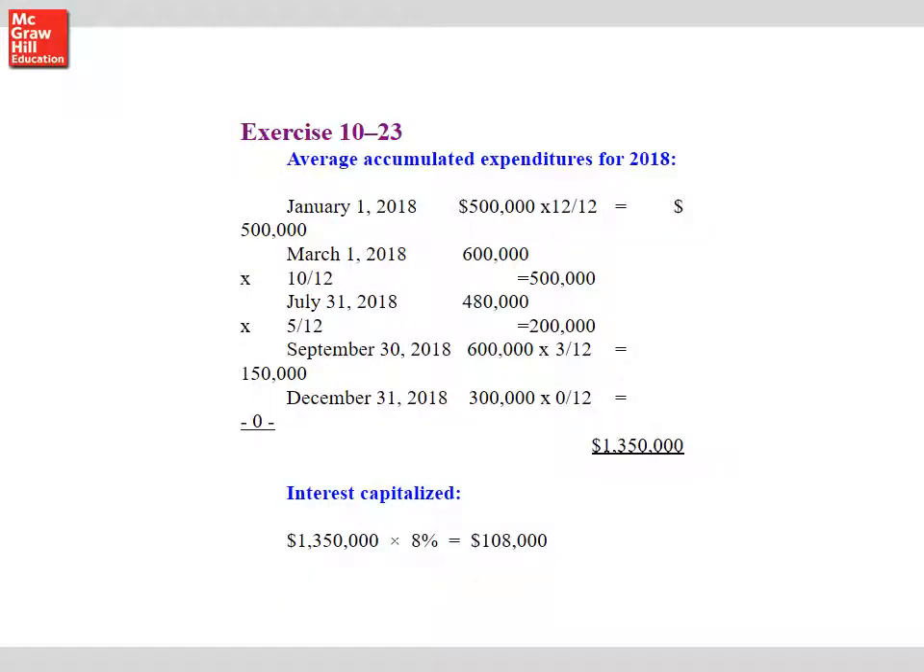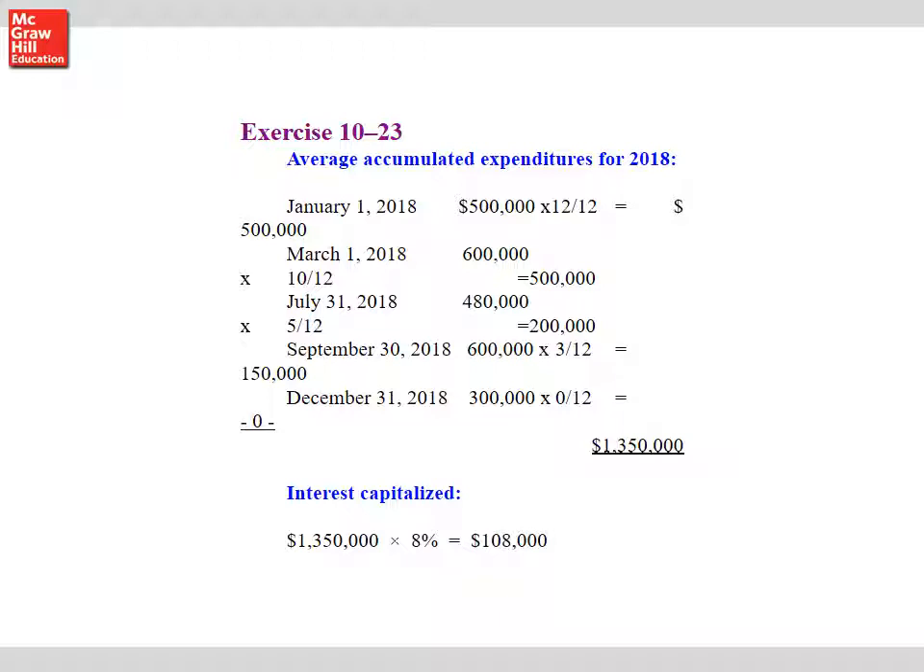Exercise 10-23. This is actually in your book. The details of it, I just have the answer key there, on page 560. So on January 1, the Chagrin Company began construction of a new manufacturing facility for its own use. So this is a self-constructed asset. The building was completed the following year in 2019.